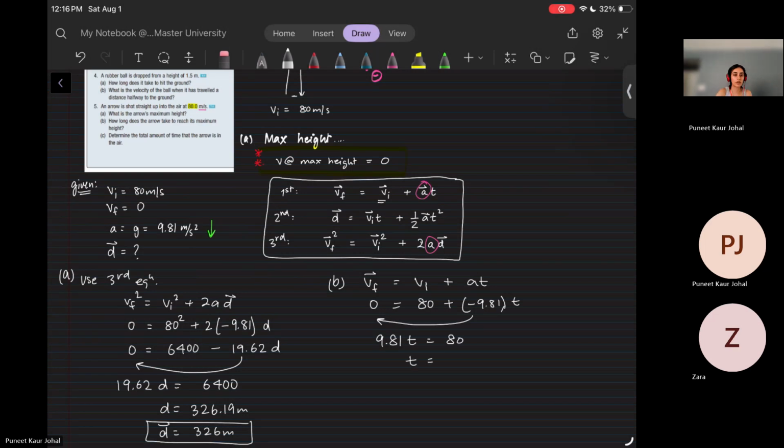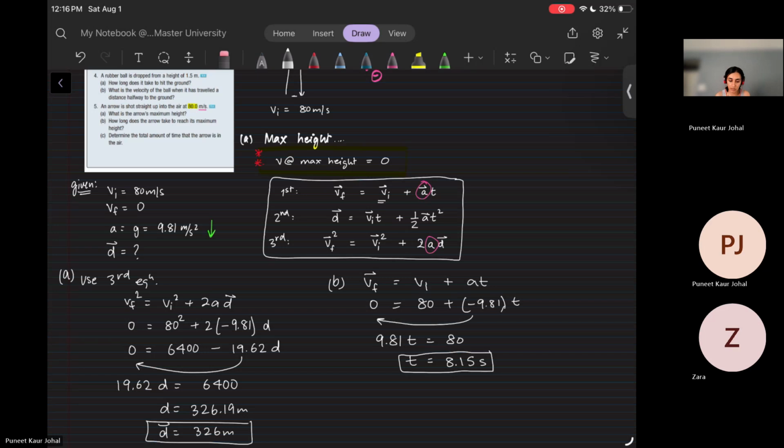So let's see what that is. 80 divided by 9.81 is 8.155. I'll round it to 3 sig figs, so 8.15 seconds. That's good. Okay, that's how you find time.